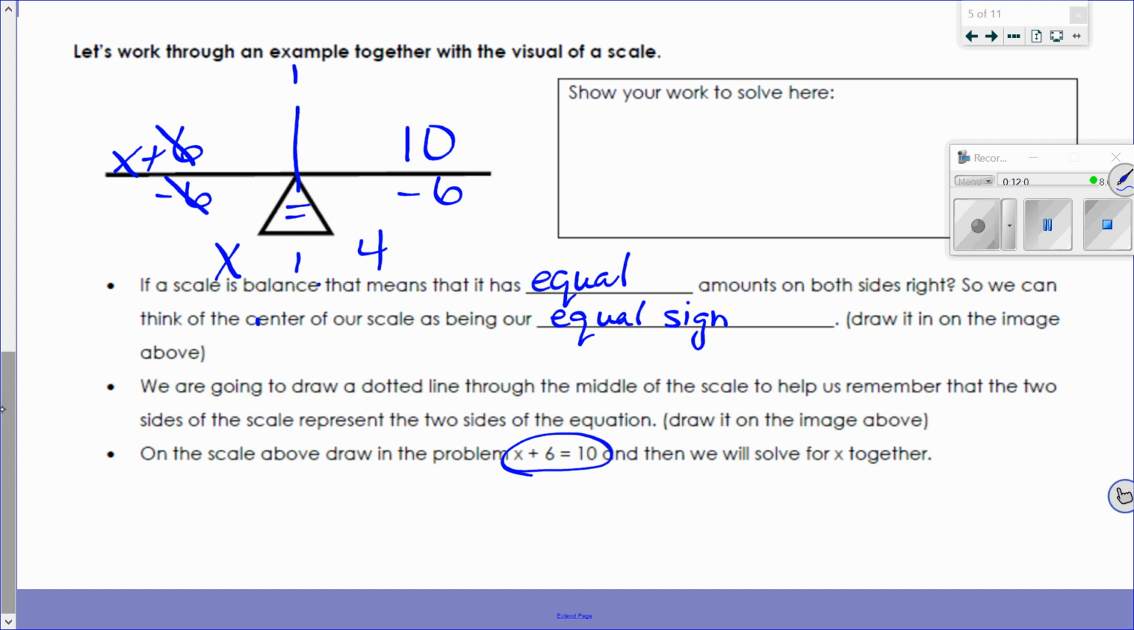So let's just check this. Here's our work. Here's how we do this mathematically. x plus 6 equals 10. I'm going to take that same amount off of both sides. I'm going to take 6 away from both. Which property did we just talk about that says I can do that as long as I do it to both sides?